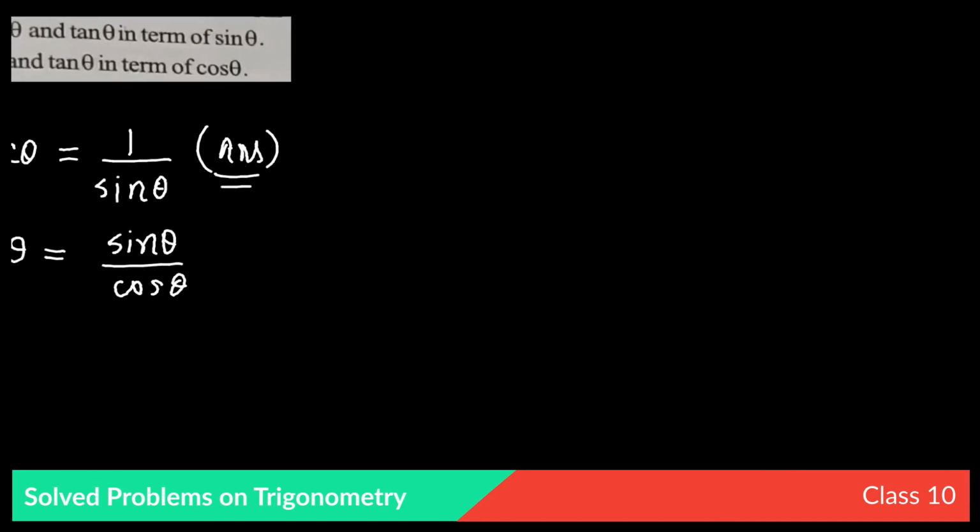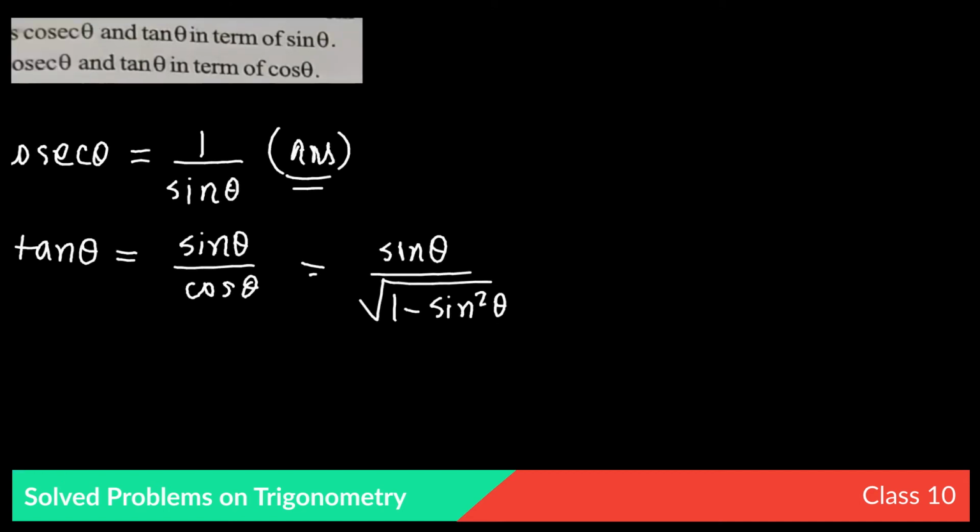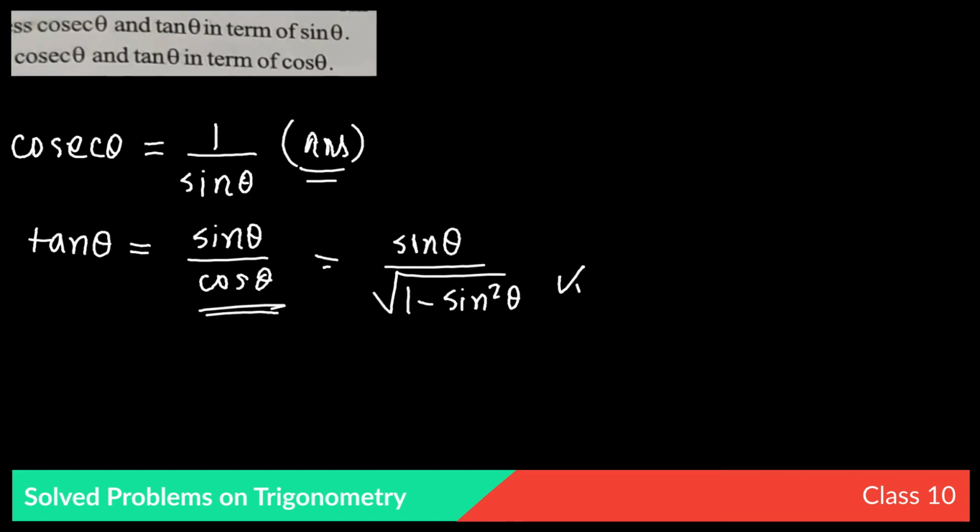Now, from the identity sin²θ + cos²θ = 1, we already know that we can replace cos θ in terms of sin θ. So cos θ can be written as root over 1 minus sin²θ. So here we can write that tan θ is sin θ by root over 1 minus sin²θ. If we had to express tan θ in terms of cos θ, then we would replace sin θ with root over 1 minus cos²θ, and this cos θ will remain the same. So this is the answer for the first part.